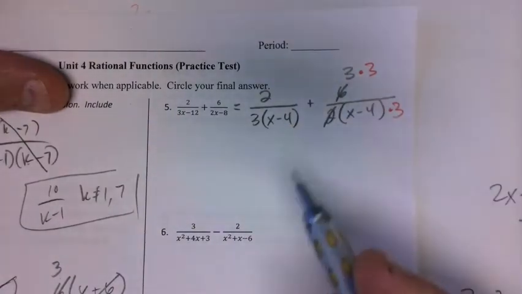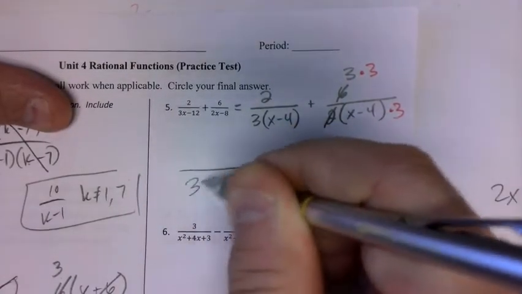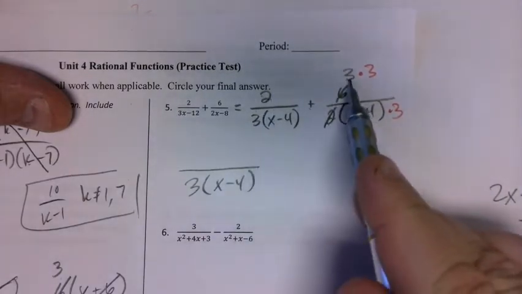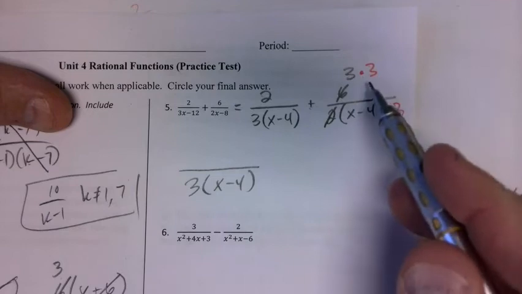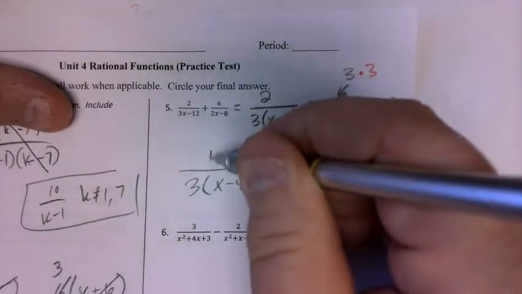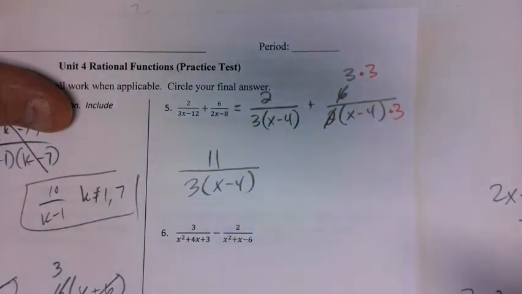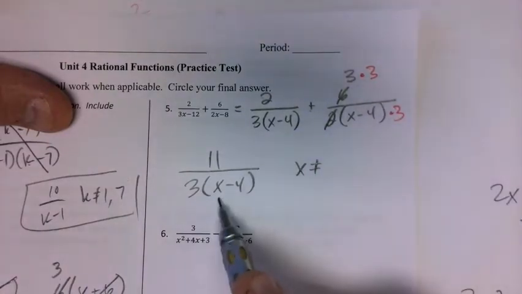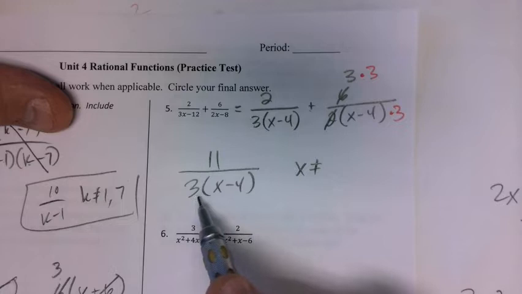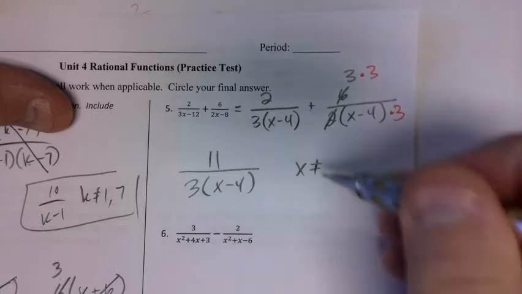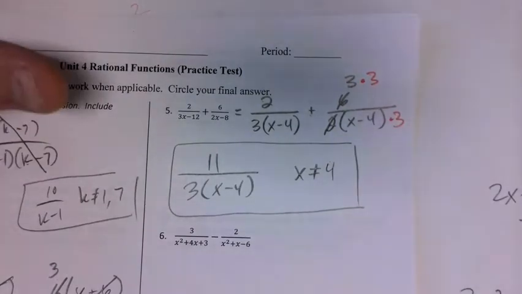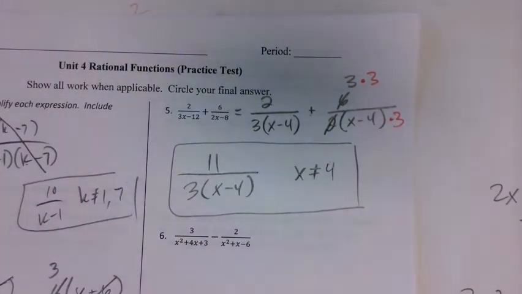So now the denominators are the same. It's going to be both over 3 times x minus 4. And I've got 2 plus 3 times 3. 3 times 3 is 9. 2 plus 9 is 11. Nothing there is going to simplify. And so that's it with my restrictions. 3 won't ever equal 0, so that's not going to have a restriction. But x minus 4 will. x can't equal 4, because 4 minus 4 makes 0. Cool. Okay.